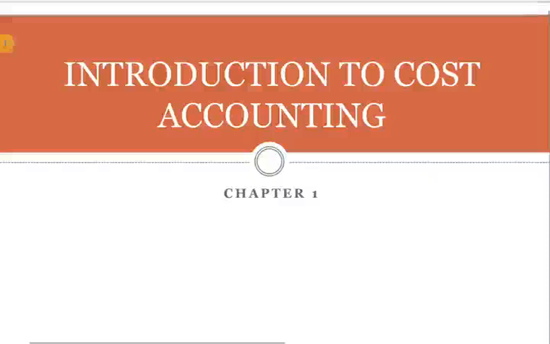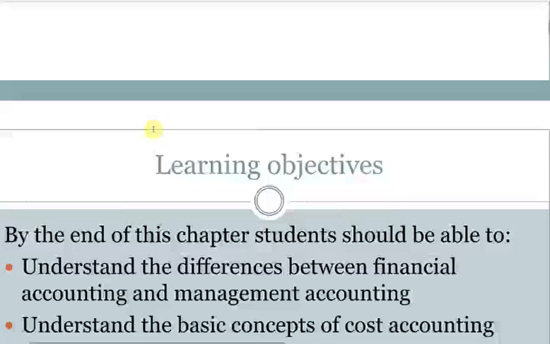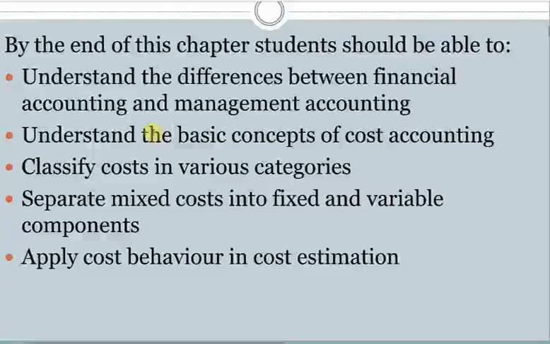So let us start off this module of costing and budgetary control by looking at the first topic, which is Introduction to Cost Accounting. So this module has at least 14 chapters. So the first chapter is Introduction to Cost Accounting. So let us look at the learning objective of this chapter.